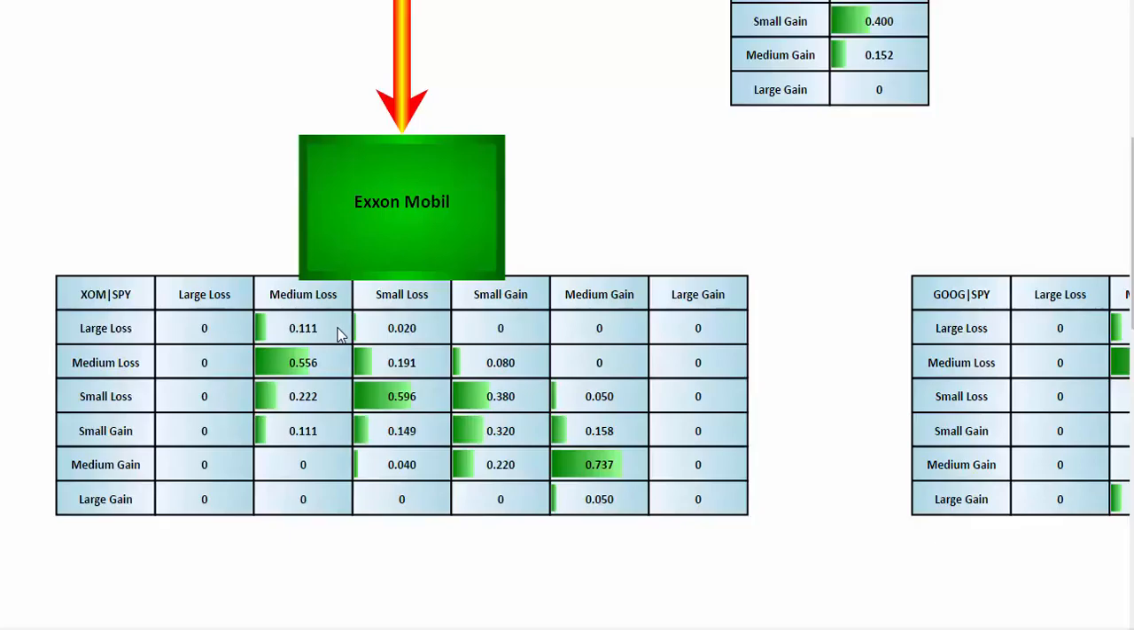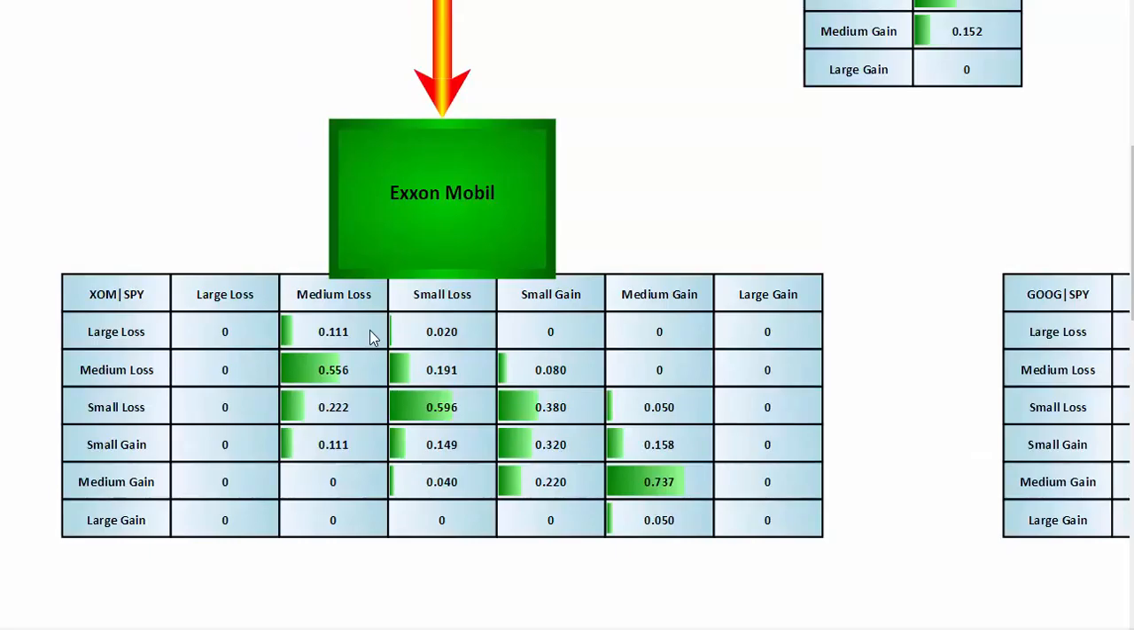The bulk of observations occur on a diagonal from the upper left to the bottom right of the table. This indicates a high correlation between Exxon and the U.S. If all observations lay on this diagonal, then Exxon and the U.S. would be perfectly correlated. For example, each large loss in the U.S. would correspond to a large loss in Exxon, and the upper left corner would be 1.